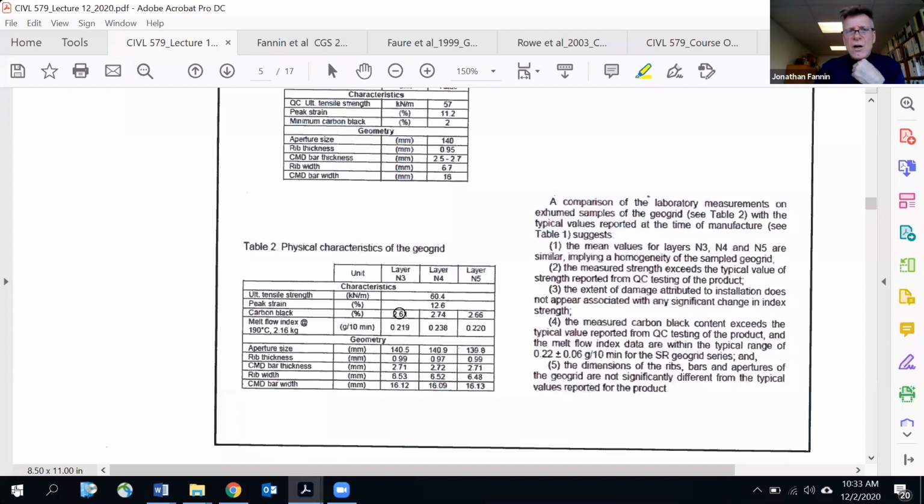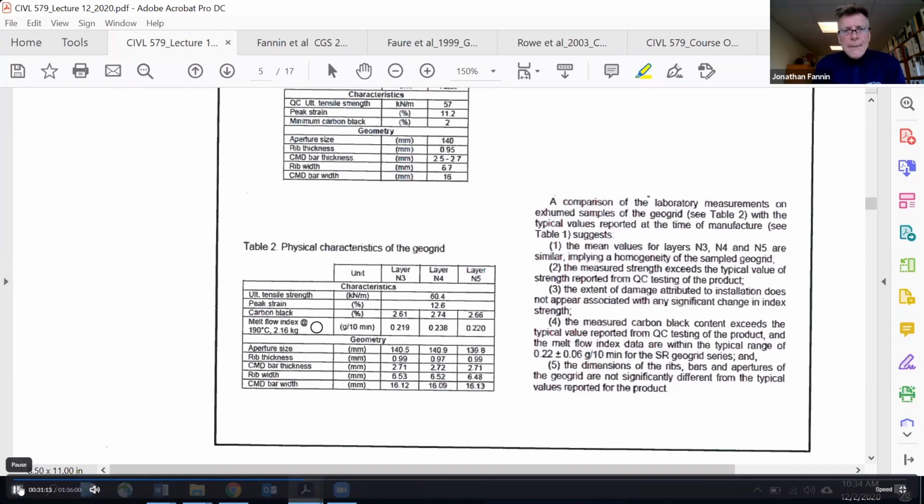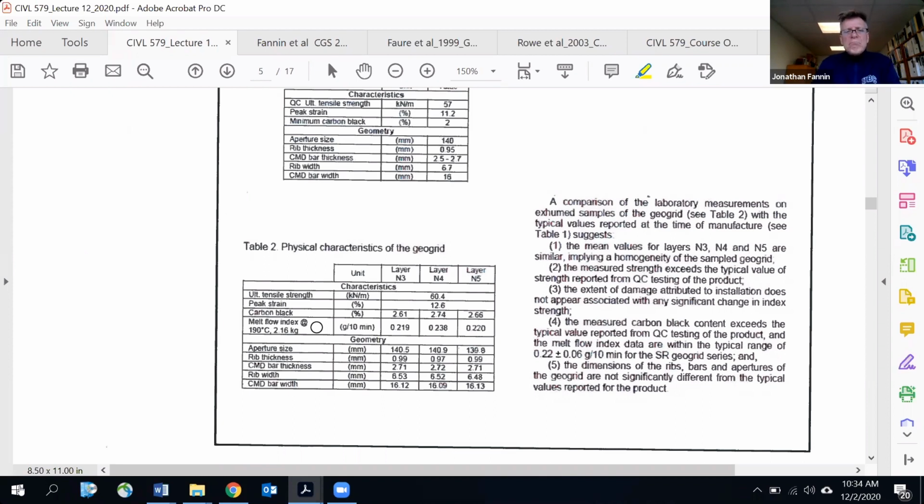This is quite interesting, the carbon black content. Here's the minimum carbon black content, and it's met or exceeded, as might be expected. The melt flow index is a little index test. It's related to crystallinity of the geosynthetic. We won't even attempt to compare it back, but it's just a number that suggests to the manufacturers there's been very little change. And then we check the geometry: no change in the geometry.